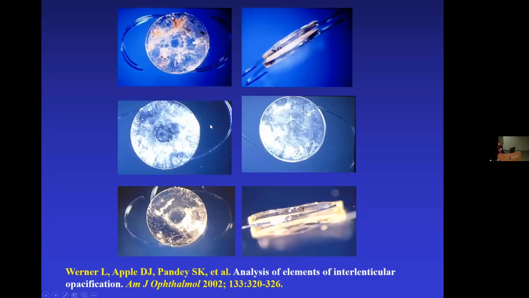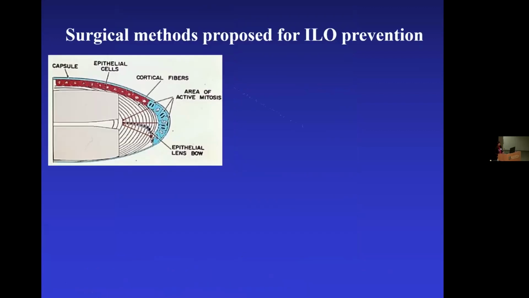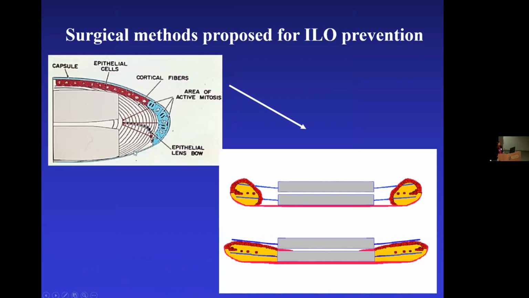So the material that causes PCO is the same material that causes opacification between two lenses inside of the bag. All the cases we had were hydrophobic acrylic lenses, Acrysoft lenses in the bag implanted via relatively small capsulorhexes. The Acrysoft material has some adhesive properties. So again, these are the cells that instead of growing here are going to grow in between the lenses.